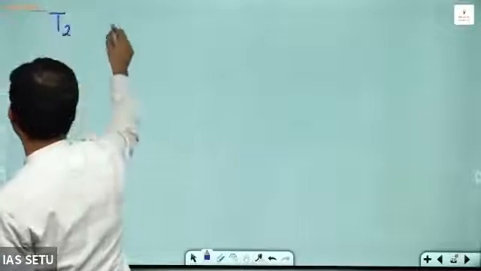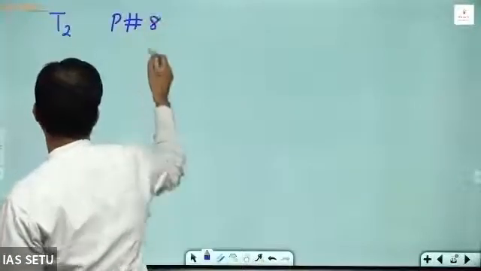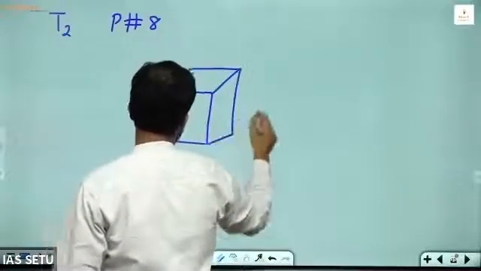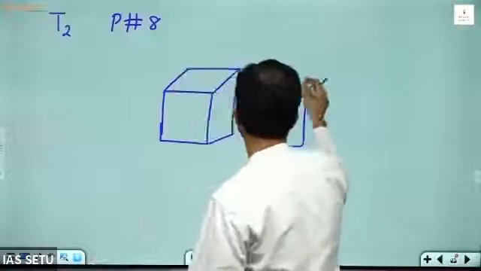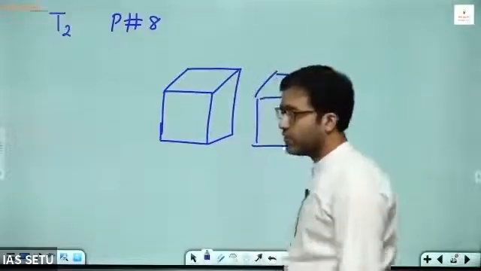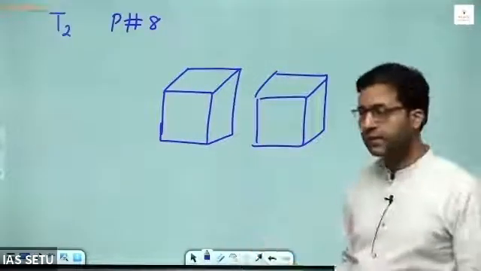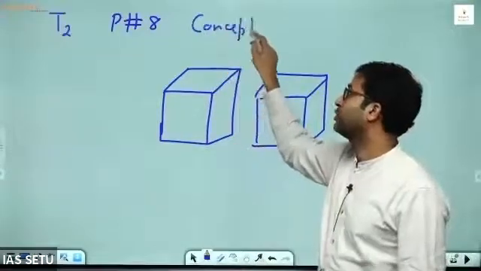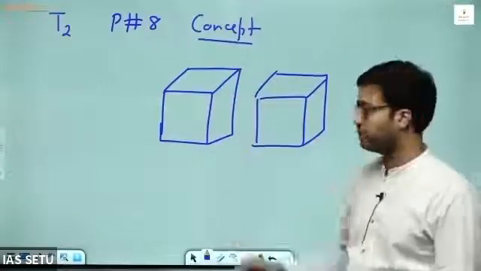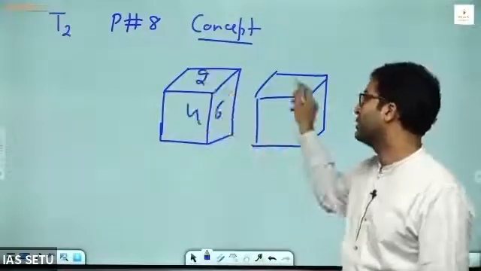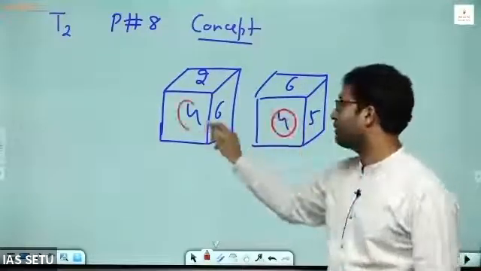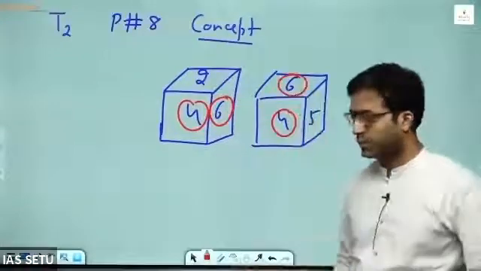Now, type 2 question. First I have to give you property number 8, and then I give you a shortcut, or we read this question, or we understand property 8 and shortcut together. First I will talk about property 8. It is also a concept, it will give you conceptual clarity, then the shortcut will give you the answer. Question is like 2 4 6, 6 4 5. Here not only 4, 6 is also common.